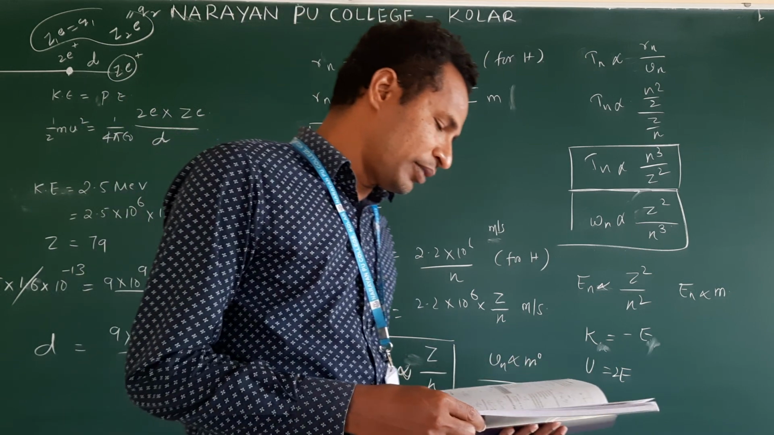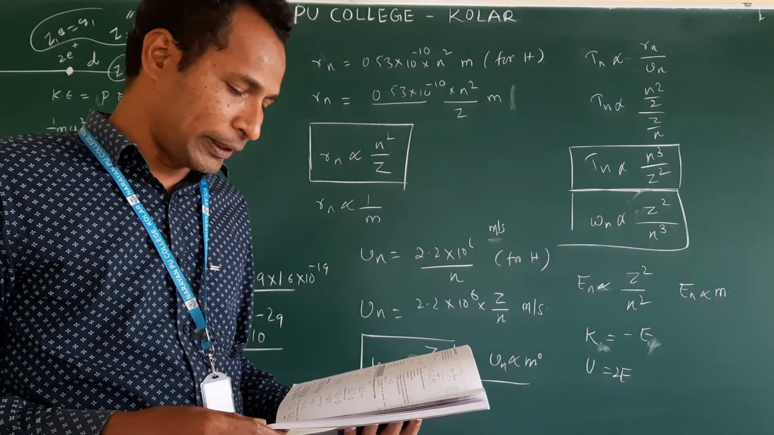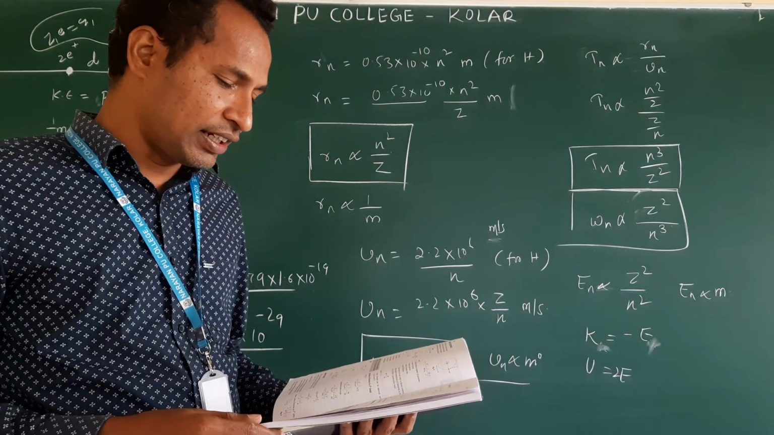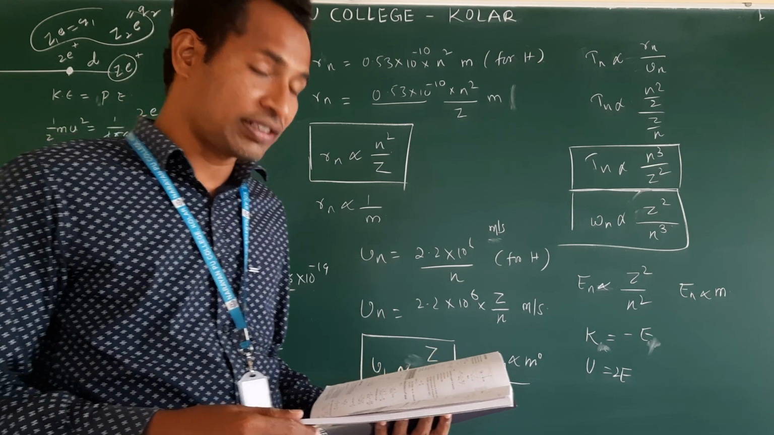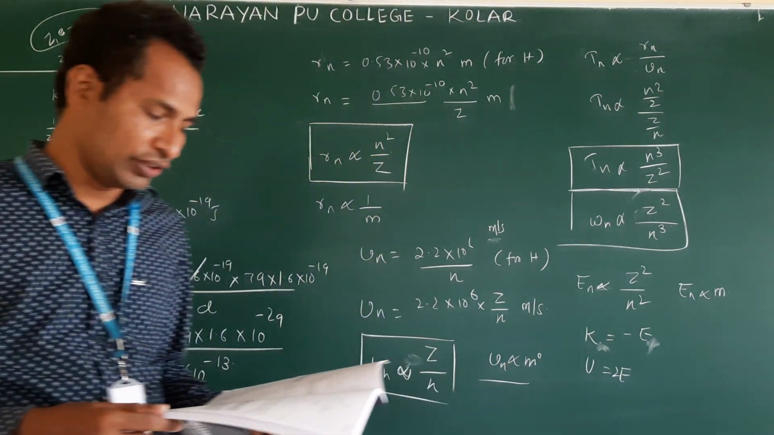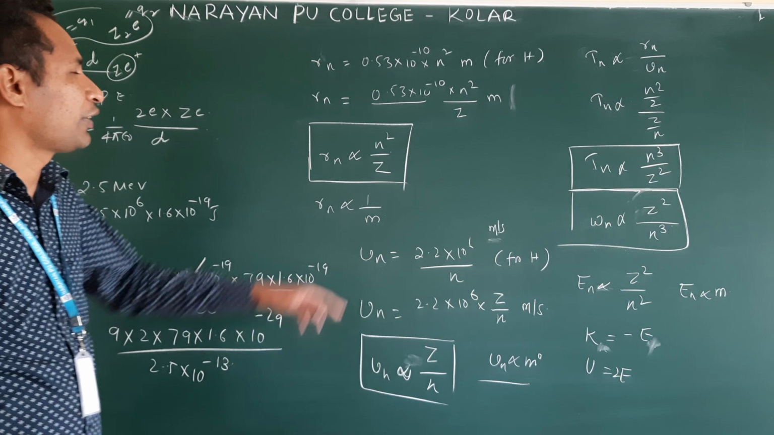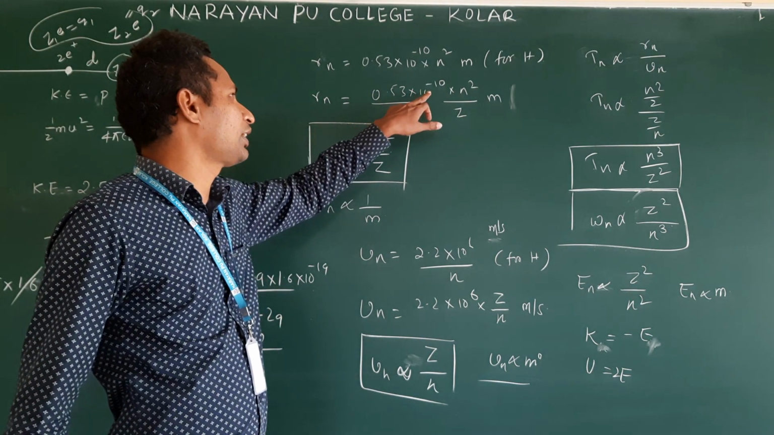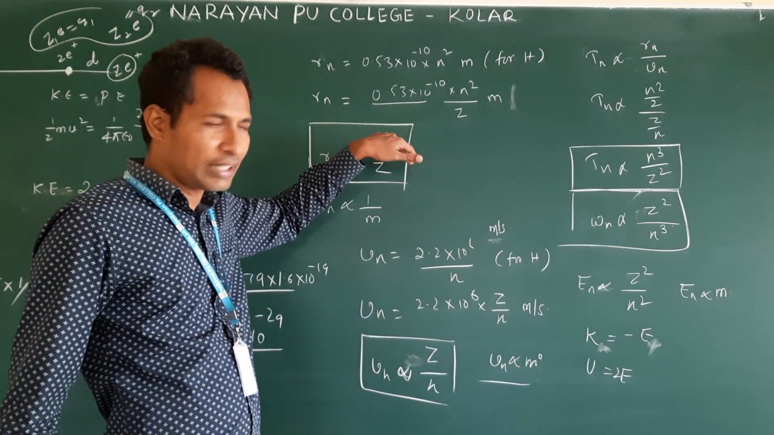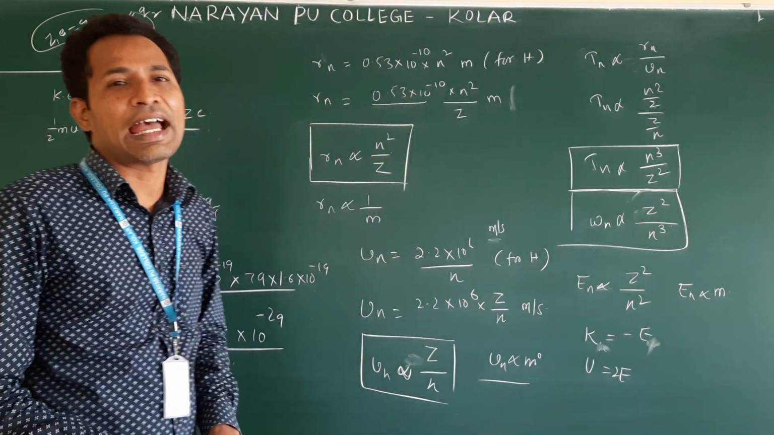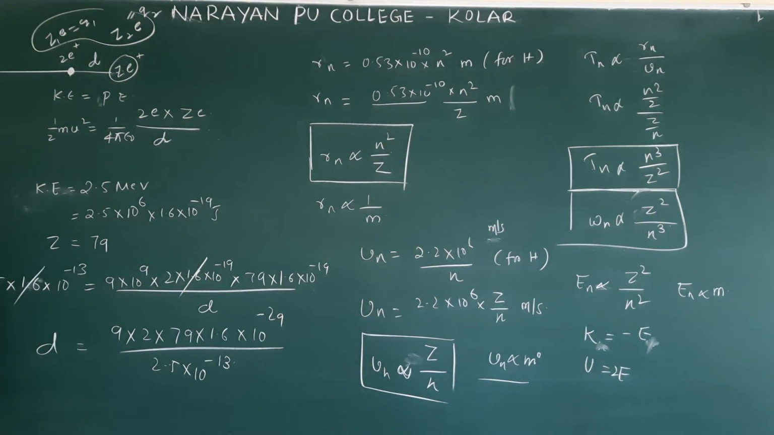Angular momentum Ln is equal to nh by 2 pi. These we have all done. The radius of the first orbit we already calculated: 0.53 into 10 power minus 10 meter for hydrogen atom, or 0.53 angstroms.